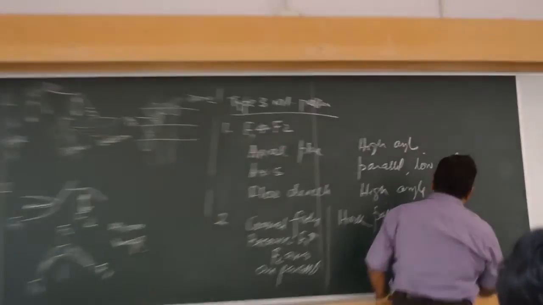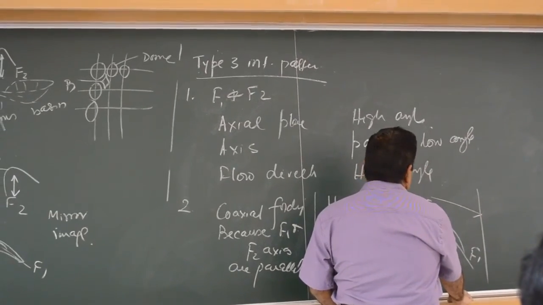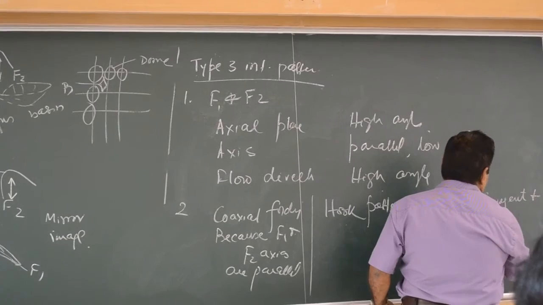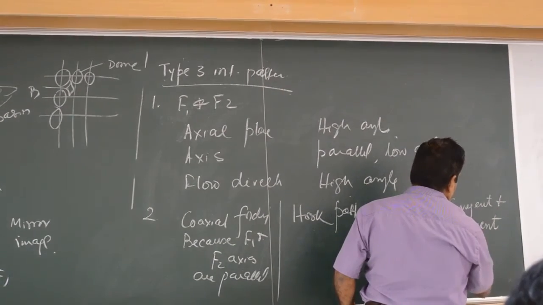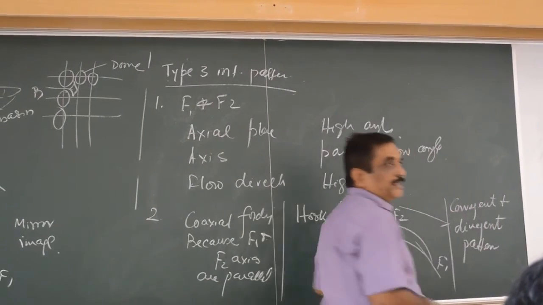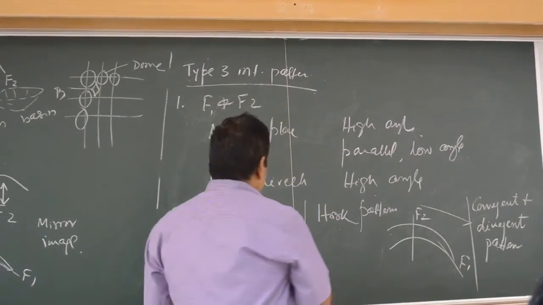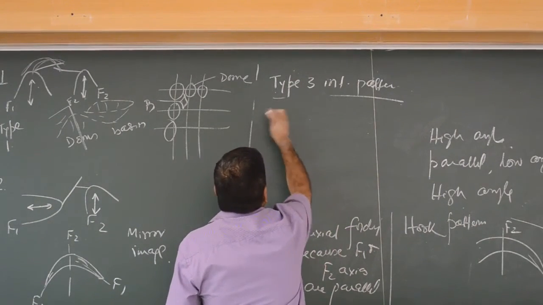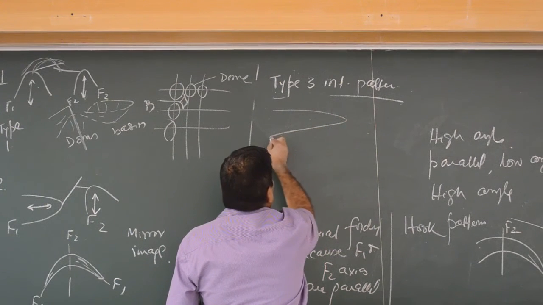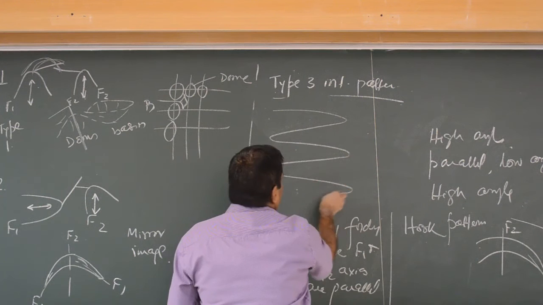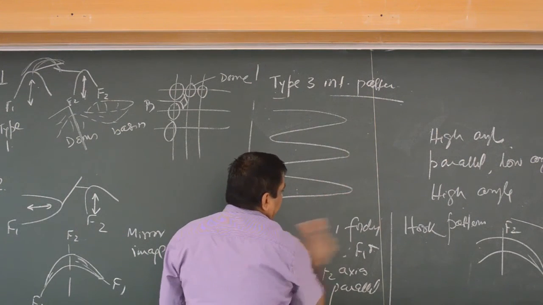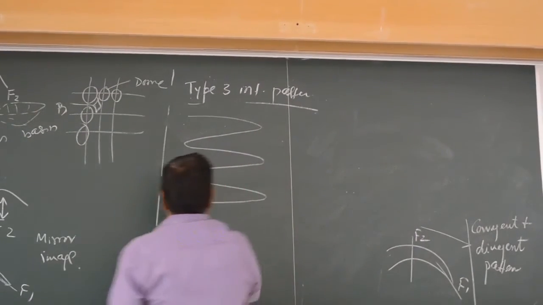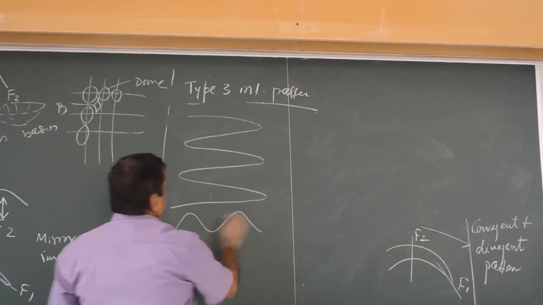Now one more thing, what is that called? Coaxial hook pattern. Convergent and divergent pattern. This is also known as convergent and divergent pattern. And why is it called convergent and divergent? See, suppose you have a series of F1 folds, like anticlines and synclines, like this. And you also have a series of F2 folds. You see how it will appear.